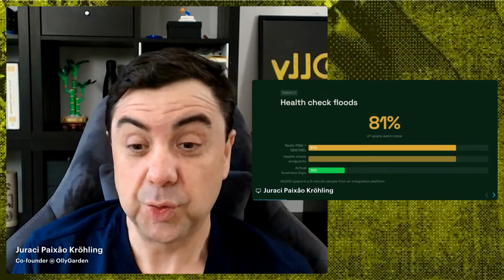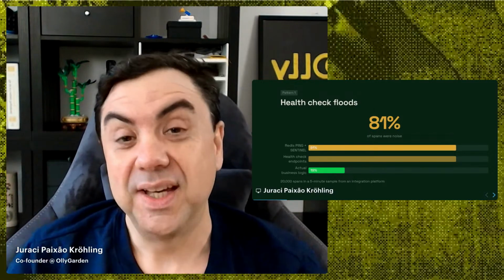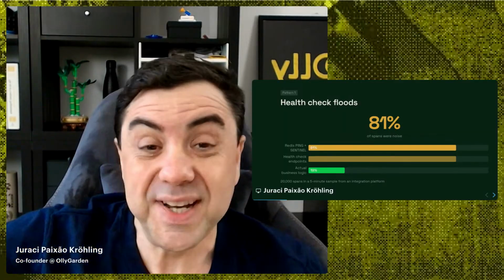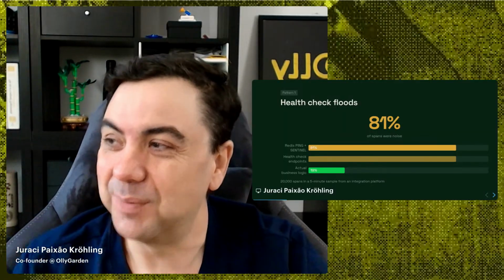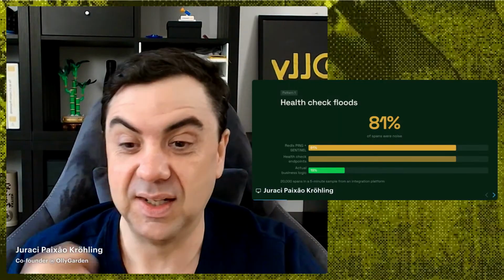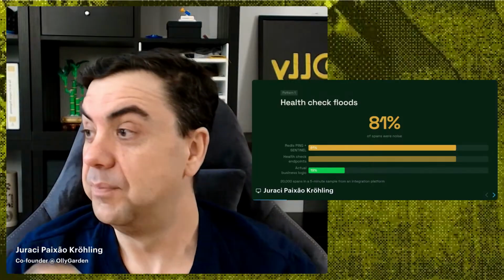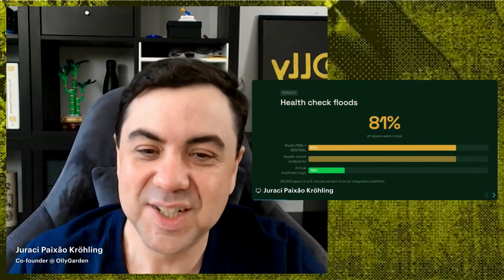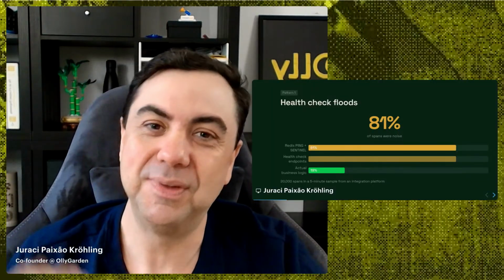The first one is health check floods, right? Again, this is actual data that we've been seeing from users of OllyGarden. In one case, we saw that 81% of the spans that we've seen were just noise. They are Redis pings, sentinels, or health check endpoints, and only 19% of the spans that we are seeing from a specific user are actually business logic.